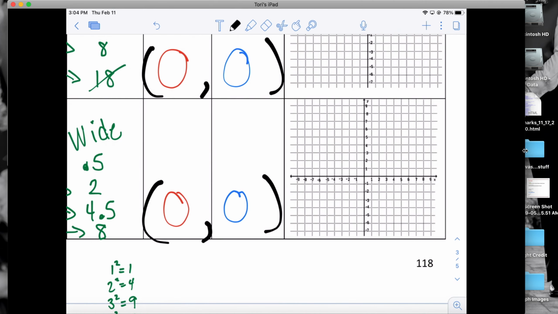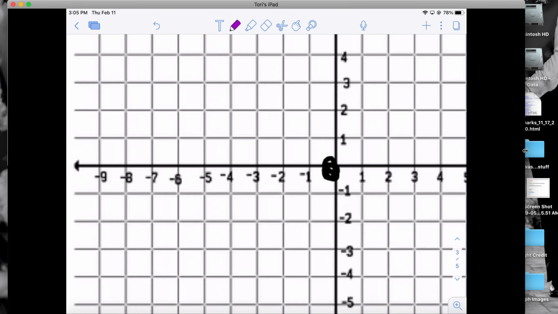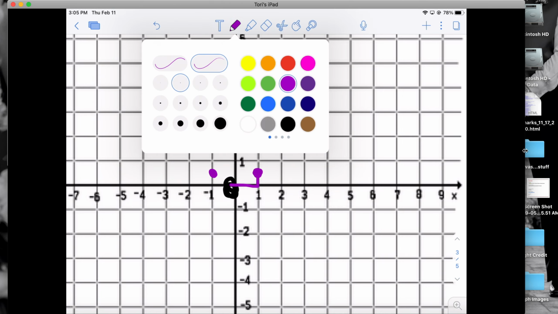I still start at 0, 0. But now my numbers are going to be wide, so I'm using these guys. I'm going to go up a half. This is going to look really weird. Let me kind of zoom in for you. When I go out 1 box, I'm only going to go up halfway. I'm not even to the top of the square. I'm just going up halfway on both sides.